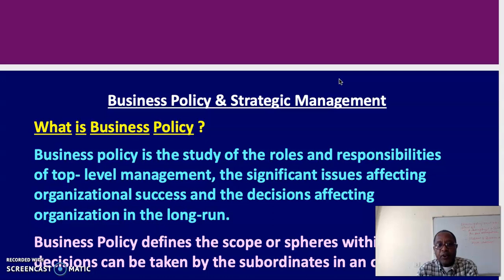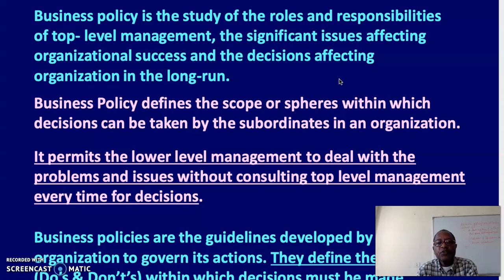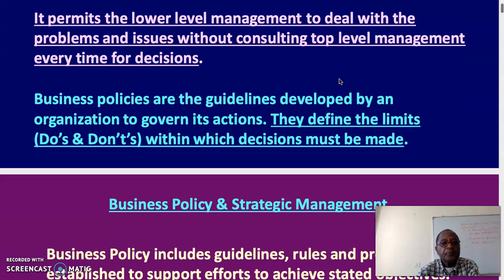Business policy defines the scope and the sphere within which decisions can be taken by the subordinates in an organization. It permits a lower level of management to deal with problems and issues without consulting top-level management every time for a decision. So business policies are guidelines developed by an organization to govern its action. They define the limits, the do's and don'ts within which decisions must be made.